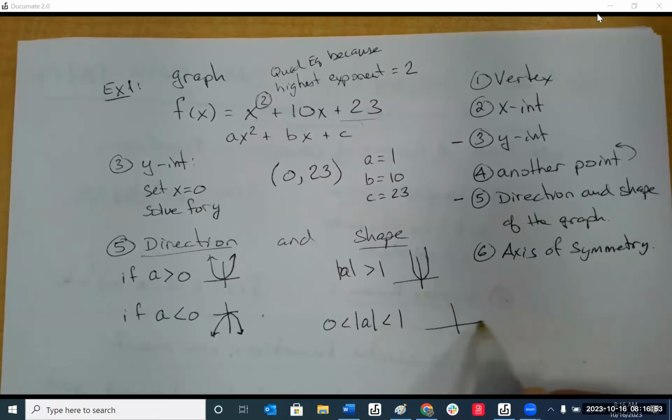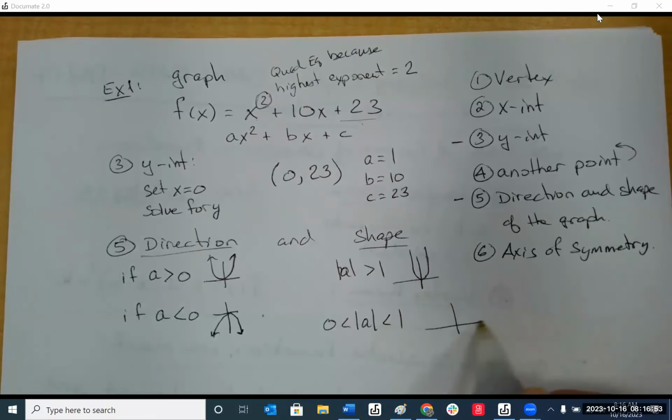So in ours, since a is 1, that's greater than 0, so it opens up. And since it's equal to 1, it's just a standard quadratic equation. It has that shape. So we just looked at 2 of the 6 possibilities.